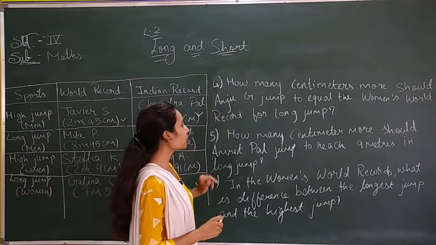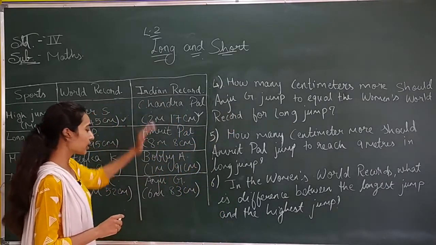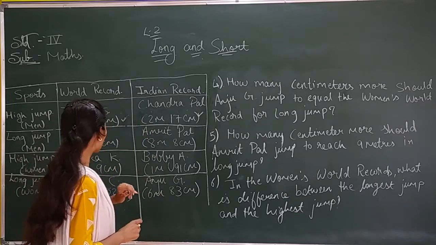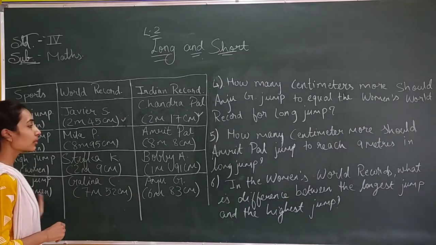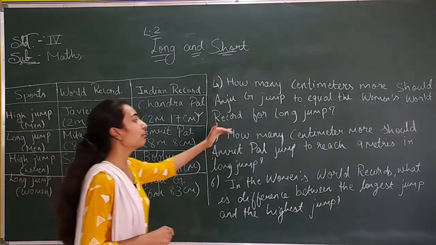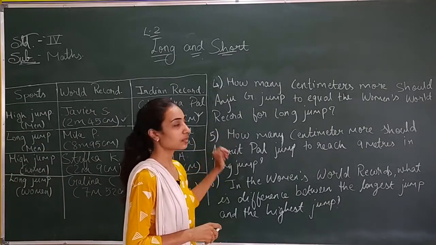Similarly here Anju ji is jumping. Anju ji's jump is in Indian record. How much more should she jump to be equal to the world record of long jump? Similarly you will do minus in this, then you will get the answer.